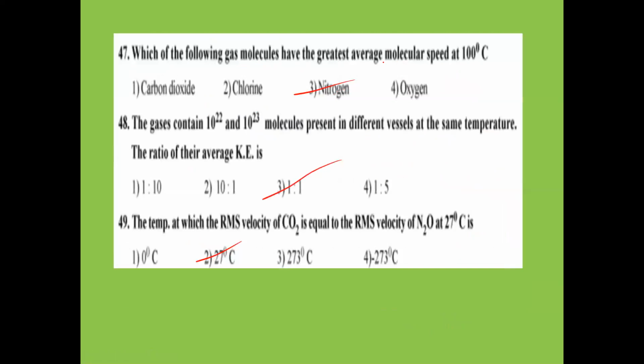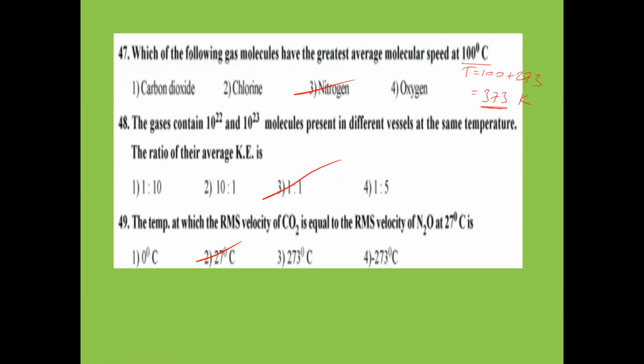Next, which of the following gas molecules have the greatest average molecular speed at a given temperature? Now, what is the temperature here? 100 plus 273. We only have to take Kelvin temperature. That is 373 Kelvin, so 373 Kelvin is the temperature given.